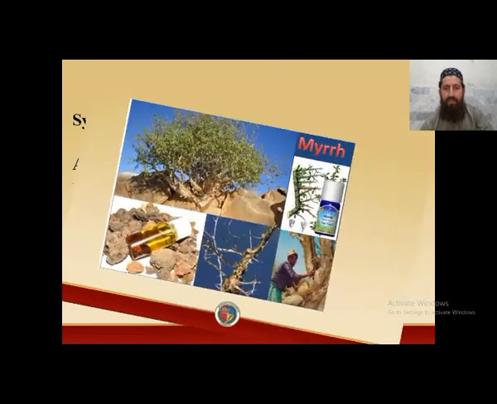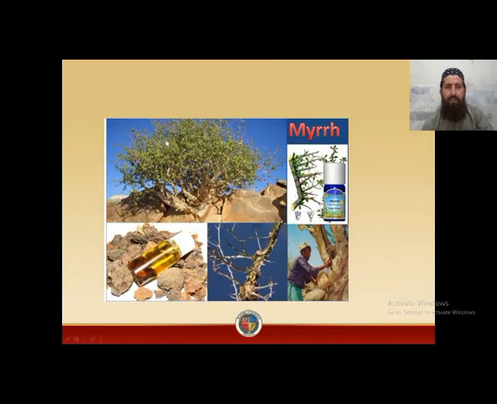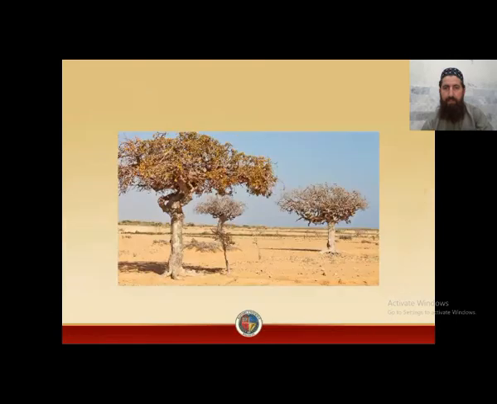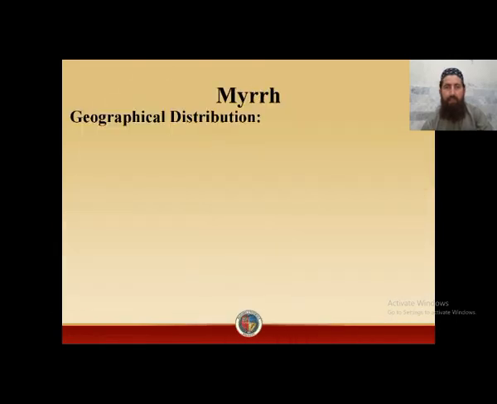Family Burseraceae. This is the morphological picture of myrrh, and it is a resinous material, and this is how it is collected from the plant. And this is the marketed product of marmaki or myrrh. Geographical distribution of myrrh: Northeast Africa and Arabia.